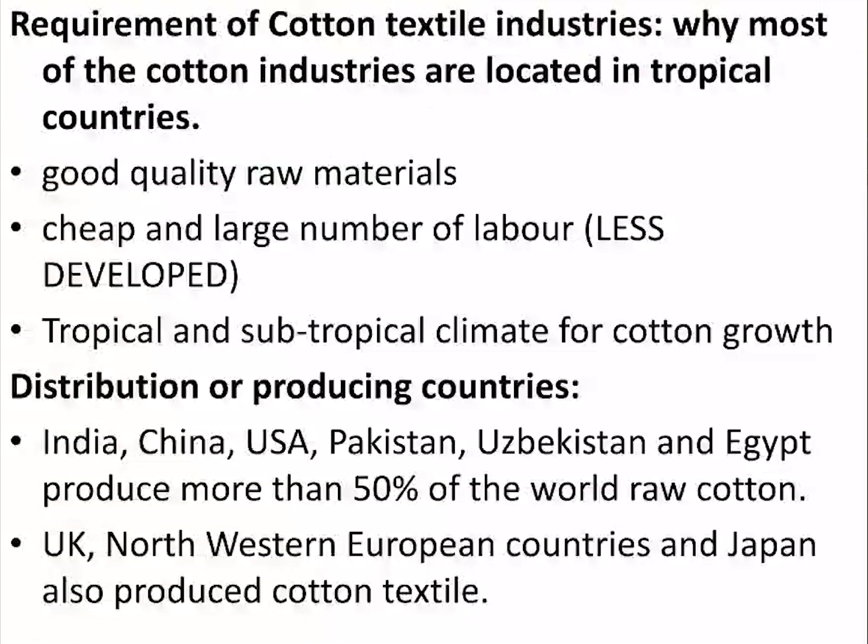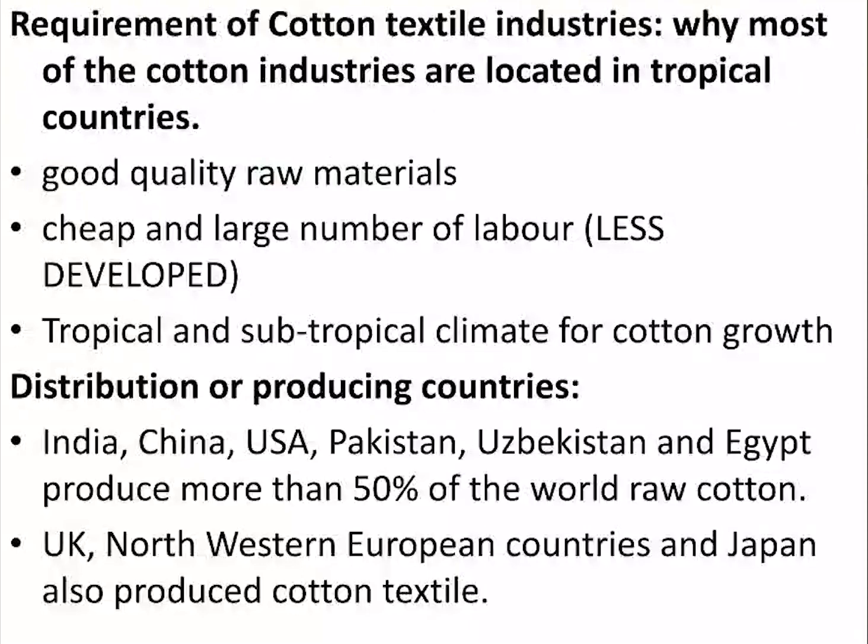Next is again the requirements for the cotton textile industry. In order to set up a cotton textile industry, the following are the requirements. We need cotton raw material. That means we need an area or region which is favorable for the growth of cotton. We need cheap and a large number of laborers.